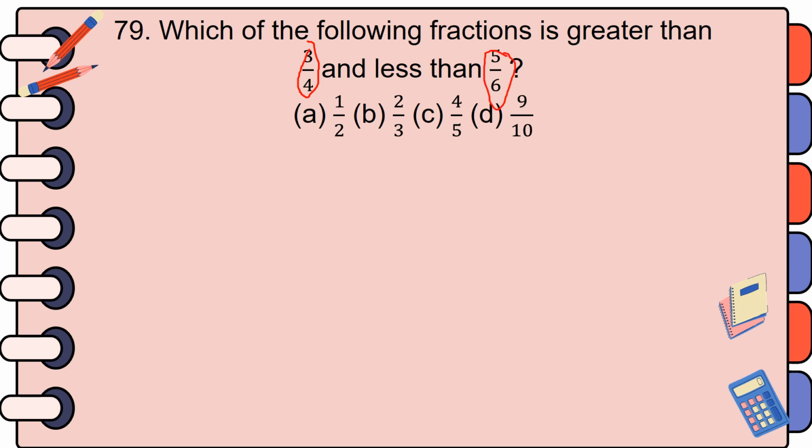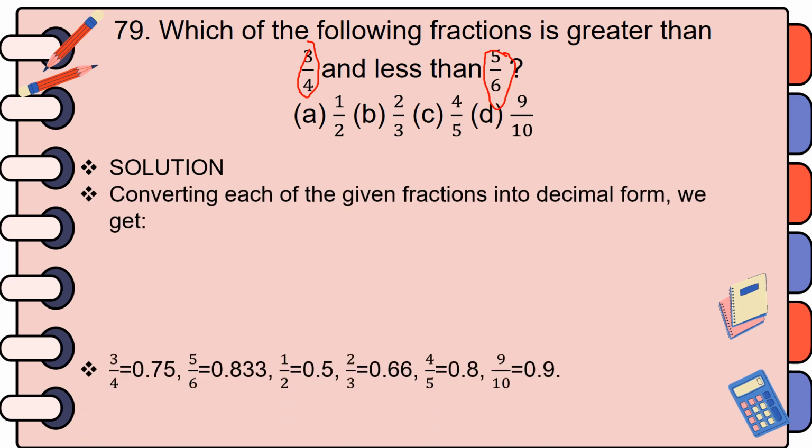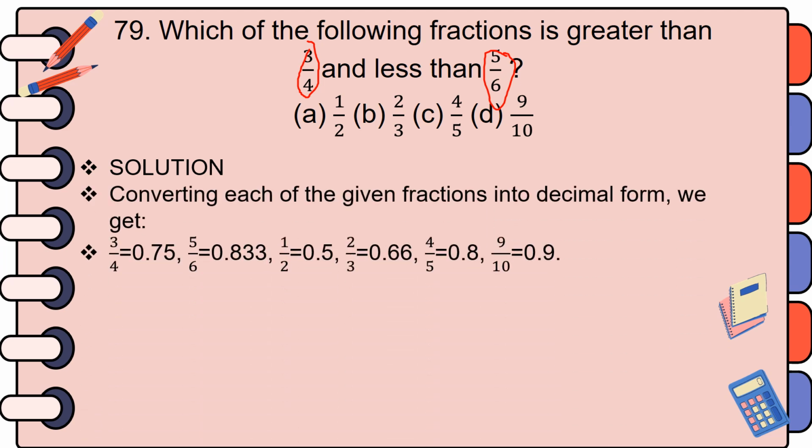So compare these fractions with 3 over 4 and 5 over 6 and select the one that is in between 3 over 4 and 5 over 6. Try to get this answer on your own and exercise this question. What you have to do first is convert each fraction into decimal form. Then you can compare the decimals and get the one that is in between 3 over 4 and 5 over 6. So first, let's convert the fractions into decimal form.